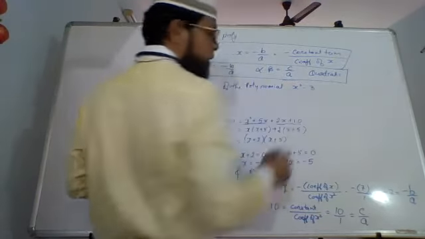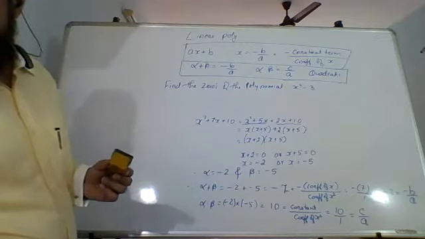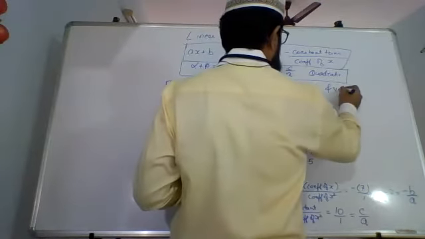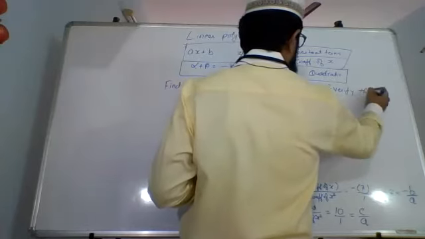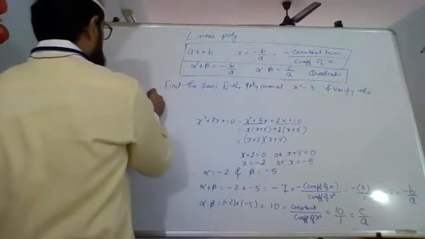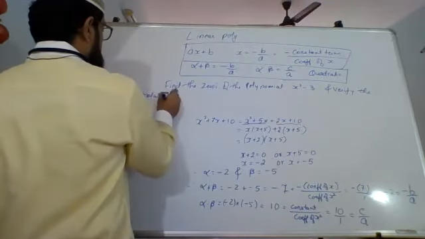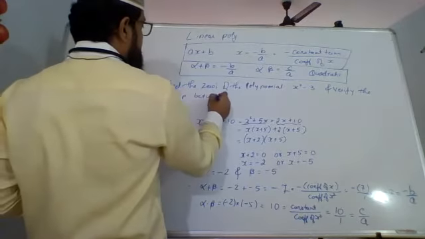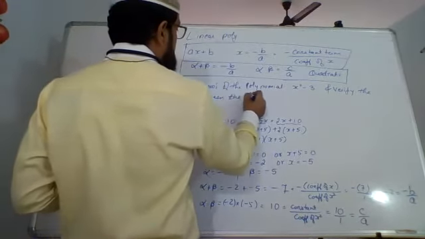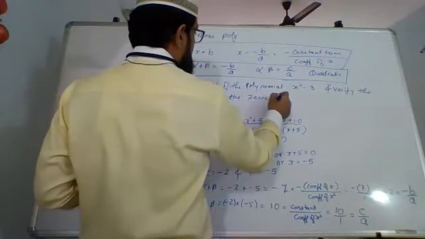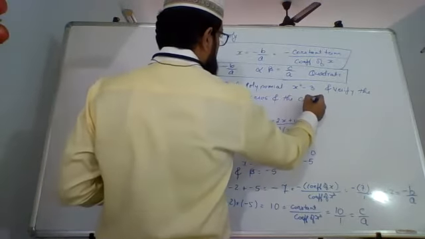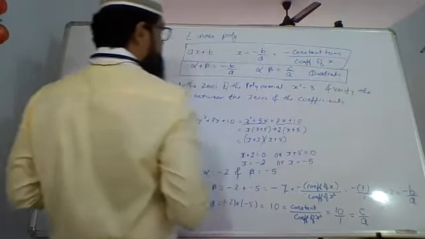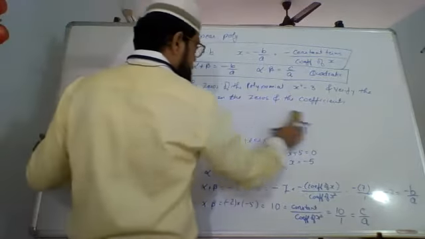Find the zeros of the polynomial x square minus 3, and verify the relationship between the zeros and the coefficients.